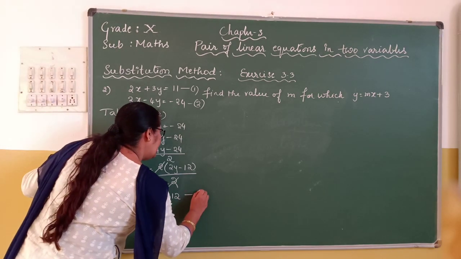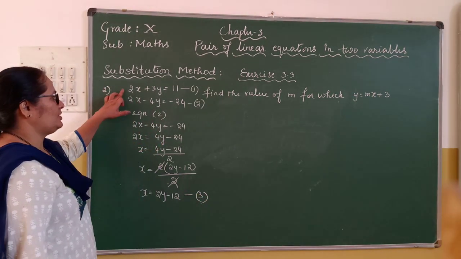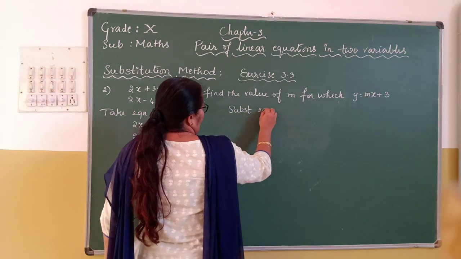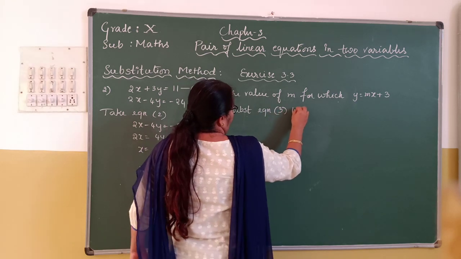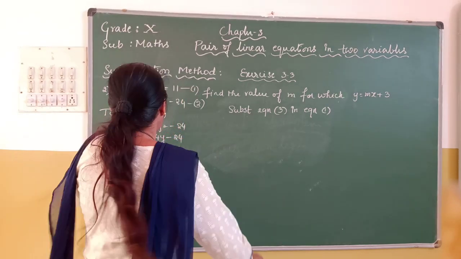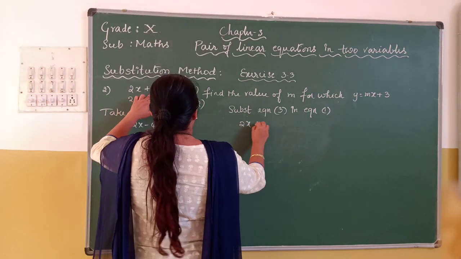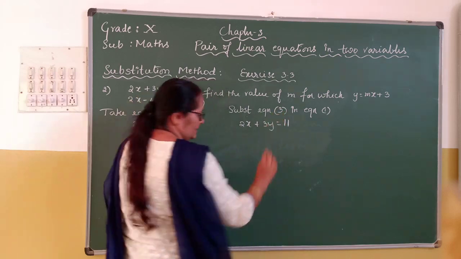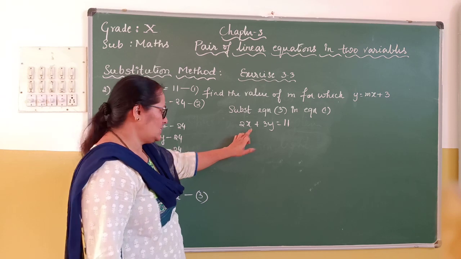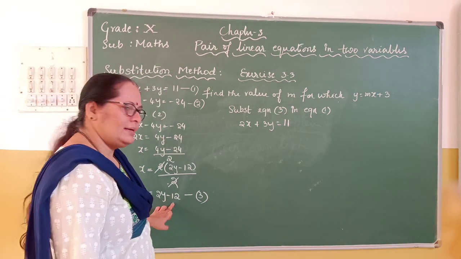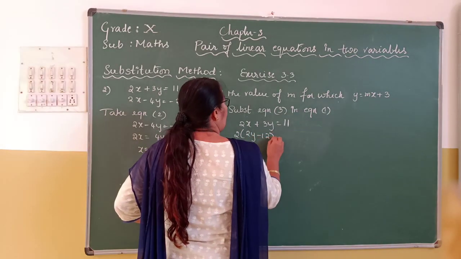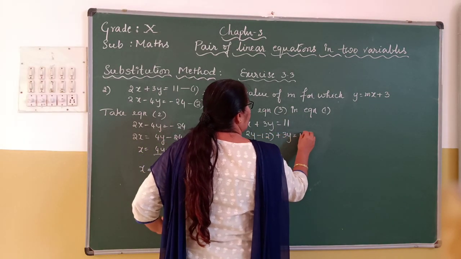Now substitute this equation 3 in equation 1. Equation 1 is 2x plus 3y equals 11. This is the first equation. Here substitute x as 2y minus 12. So 2 times (2y minus 12) plus 3y equals 11.